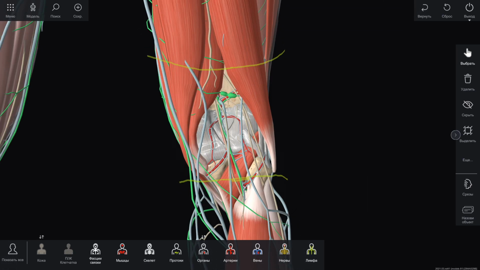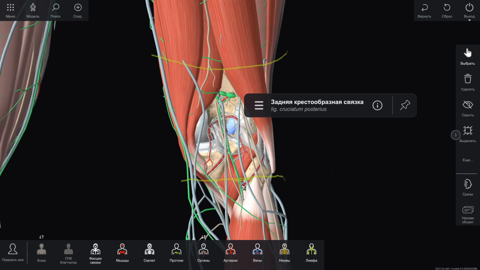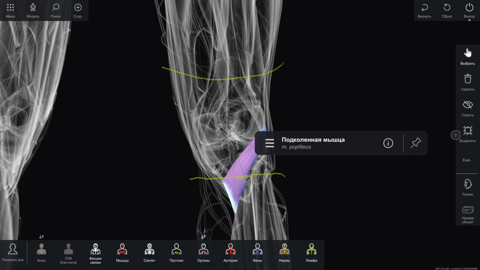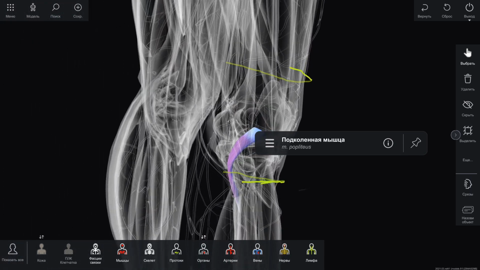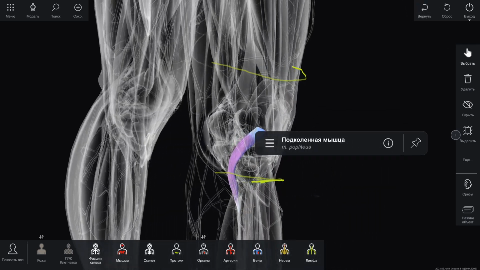Going to discuss the bottom of the popliteal fossa, it consists of the popliteal surface of the femur and the posterior part of the capsule of the knee joint, reinforced by the oblique popliteal ligament. Here is also the popliteal muscle, musculus popliteus, which begins on the lateral condyle of the thigh and attaches to the posterior medial surface of the tibia.